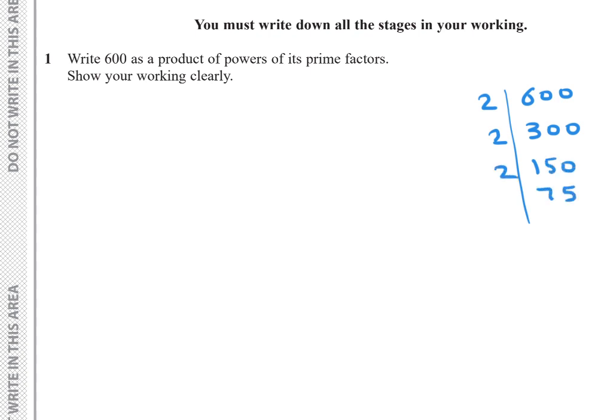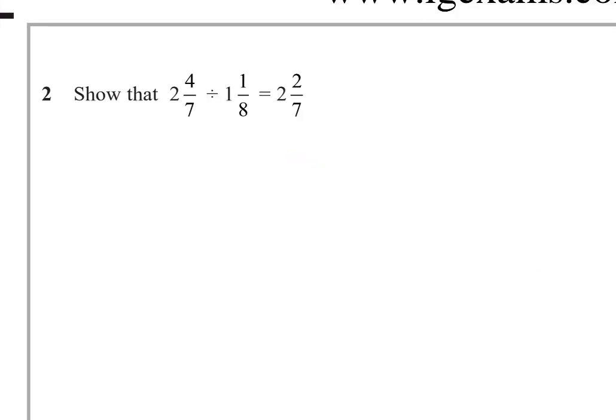Now try 3 because 75 is not divisible by 2. The next prime number 3, divide by 3, so 25. 25 is not divisible by 3, then divide by 5, equals 5. 5 divided by itself equals 1. So now you can write 600 as 2 power 3 times 3 times 5 power 2.